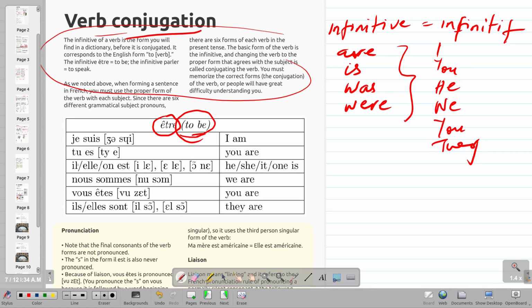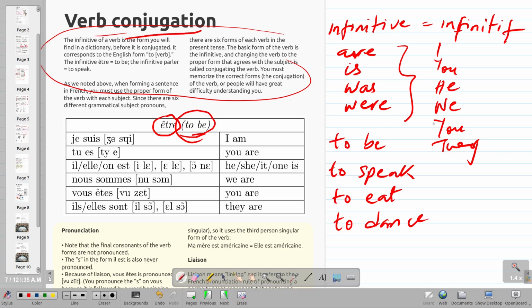So the infinitive is the raw form of the verb that has not yet been conjugated, the raw state of the verb, which in English, the way you get it is to add the preposition to the verb. So, to speak, for example, is the infinitive. To eat is the infinitive. To dance is the infinitive. To be is the infinitive.